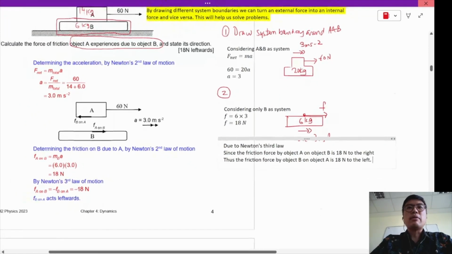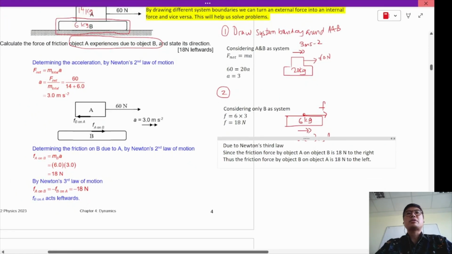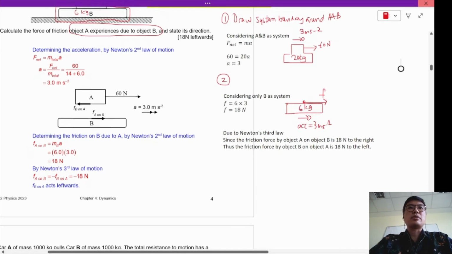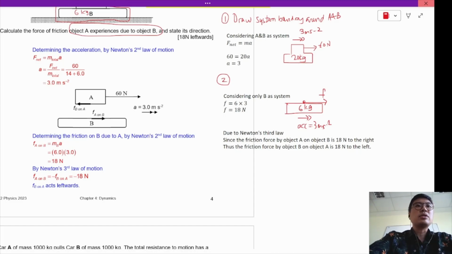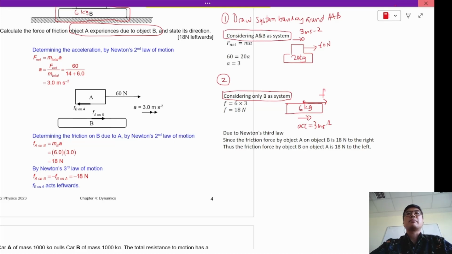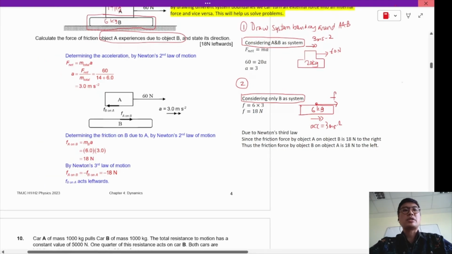Let's take a look at how our method using system boundaries is different from the method listed in the tutorial. It's actually the same, because they use a system of total mass, A and B, to obtain an acceleration of 3, and then after that they get friction of 18 newtons. However, they didn't write these important lines, which are considering A and B as a system and considering only B as the system. So this is how you do question 9.